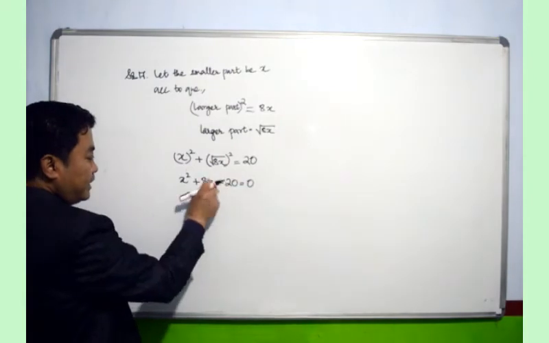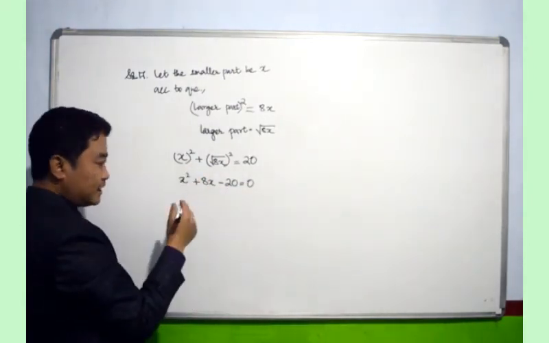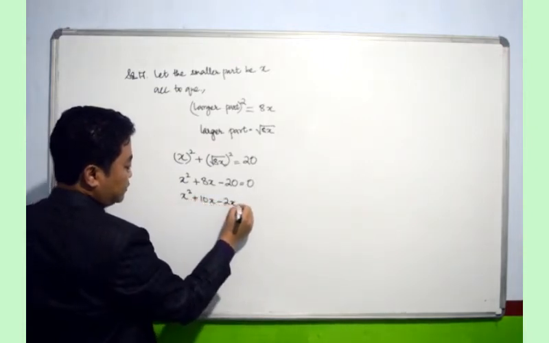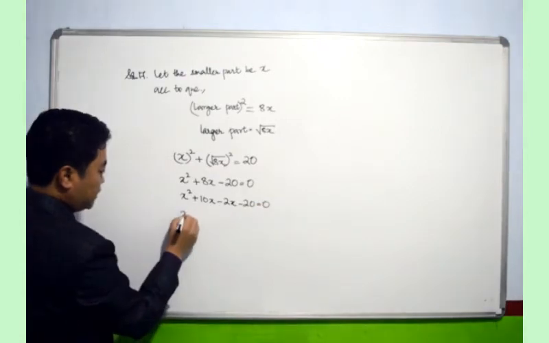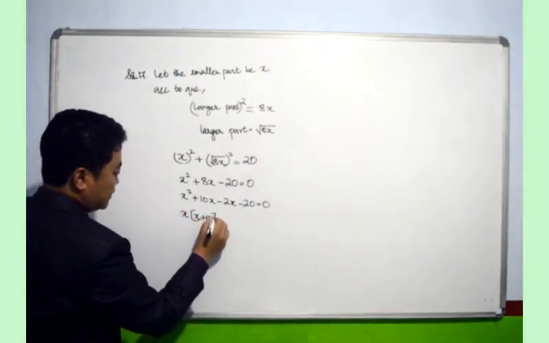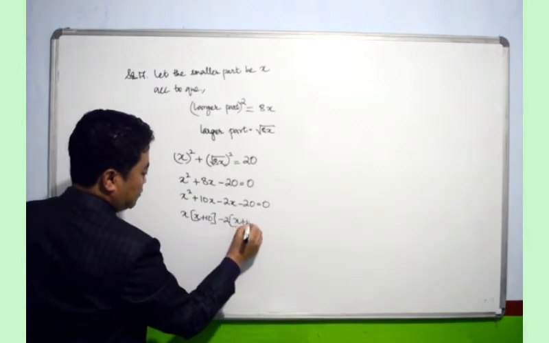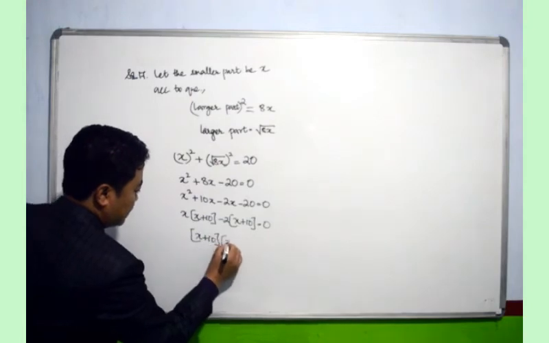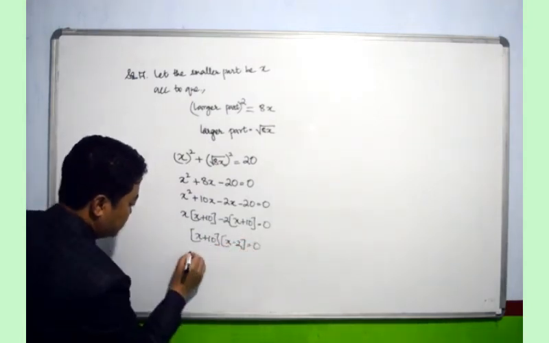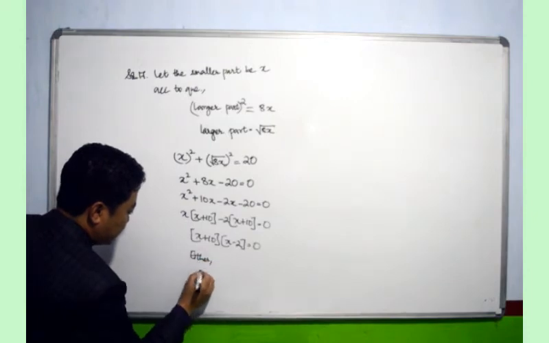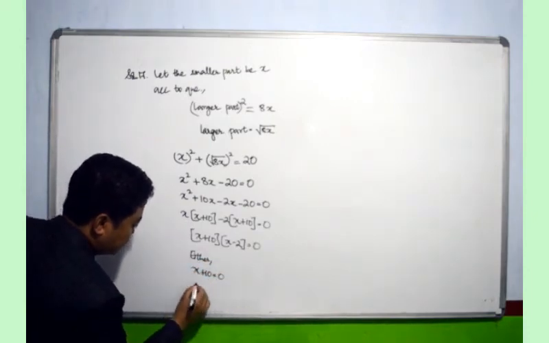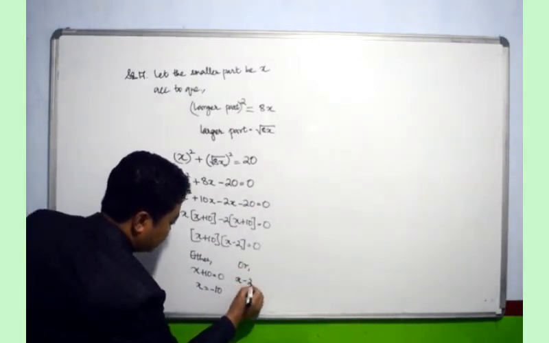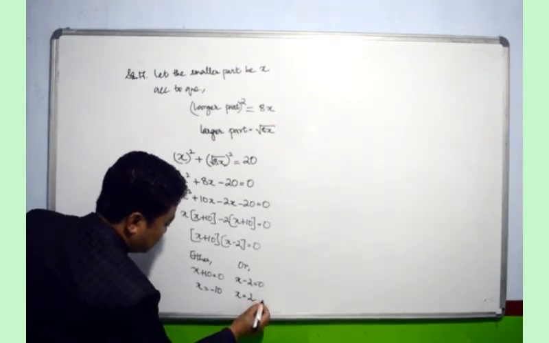So we have 20 here and 8 here, so the factors are 10 and 2, isn't it? So x squared plus 10x minus 2x minus 20 equals 0. Taking x as common, x plus 10, and taking 2 as common, x plus 10, equals 0. So here we have x plus 10 and x minus 2 equals 0. So you have either x plus 10 equals 0, that is x equals minus 10, or x minus 2 equals 0 and x equals 2.